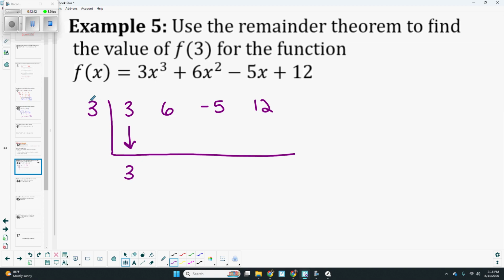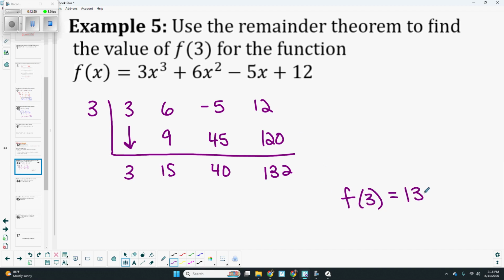Bring down the 3. So 3 times 3 is 9. 6 plus 9 is 15. 3 times 15 is 45. Negative 5 plus 45 is 40. 3 times 40 is 120. 120 plus 12 is 132. So that means f of 3 equals 132.